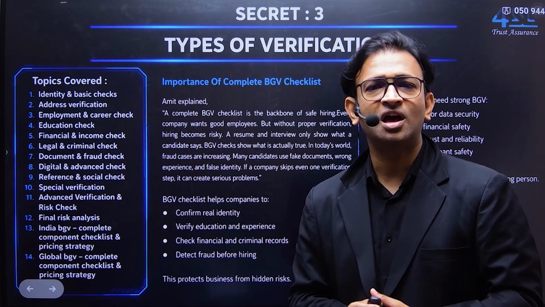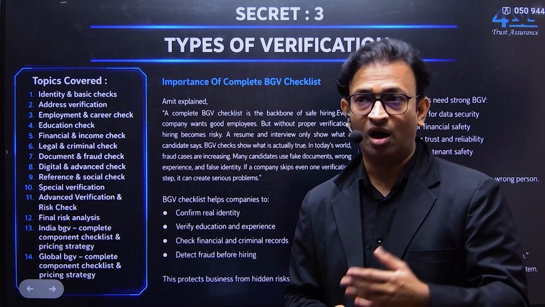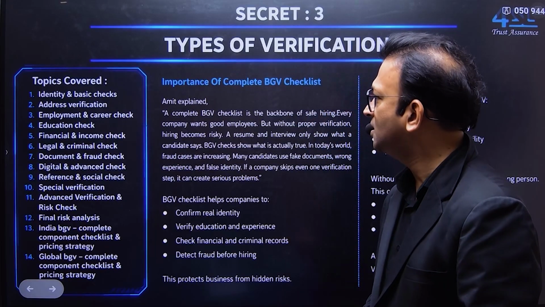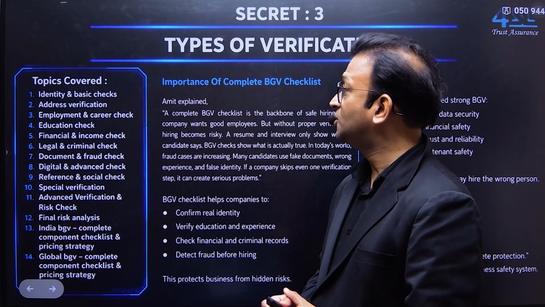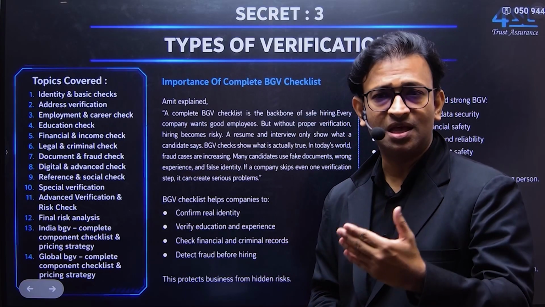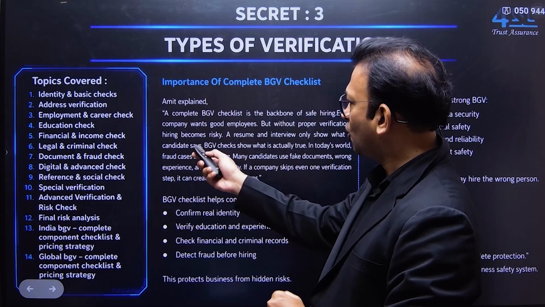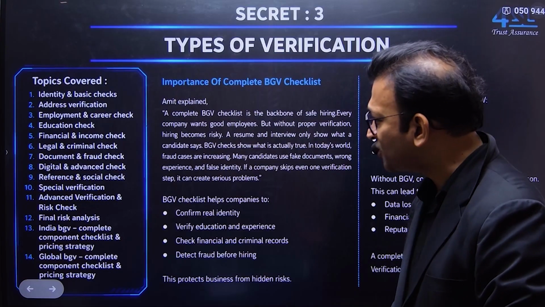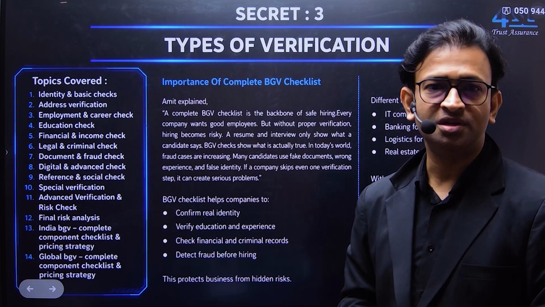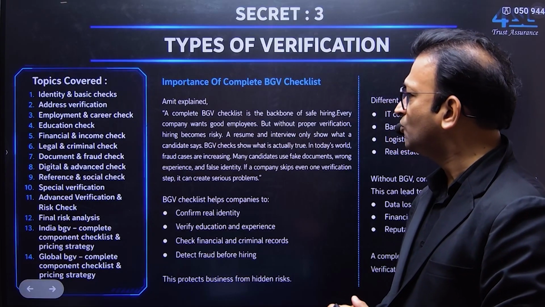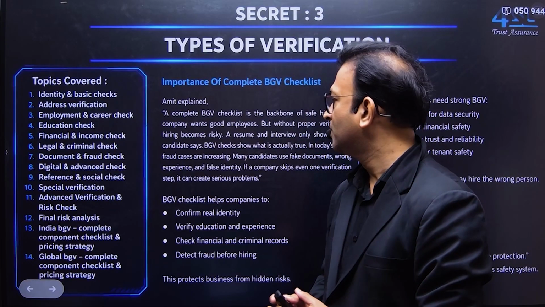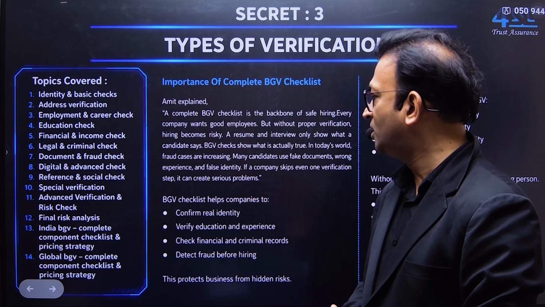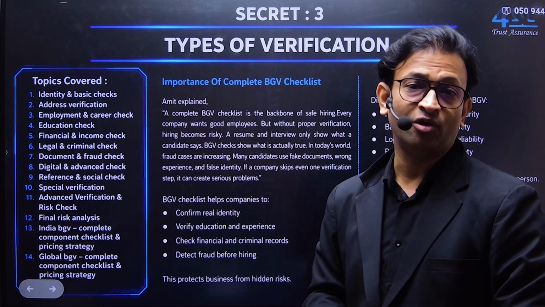The topics that you would be covering in Secret 3 are identity and basic checks, address verification, employment and career check, education check, financial and income check, legal and criminal check, document and fraud check, digital and advanced check, reference and social check, special verification, advanced verification, risk check, final risk analysis, India BGV, the complete component checklist and pricing strategy, global BGV, complete component checklist and pricing strategy.